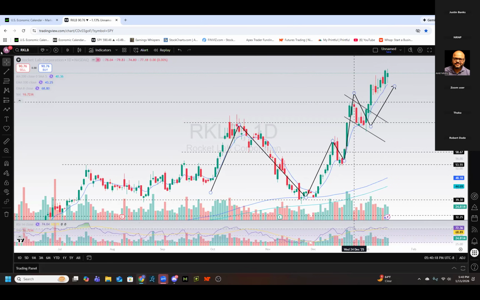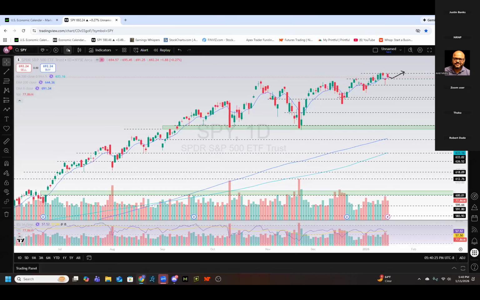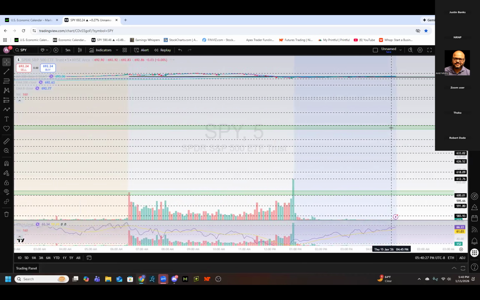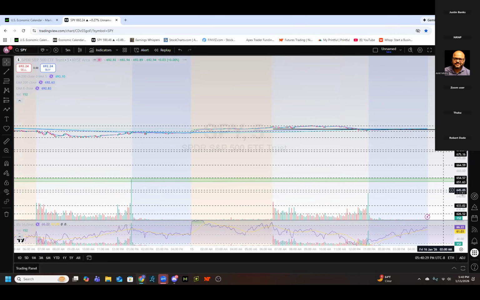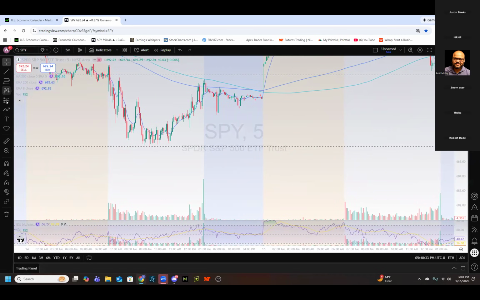And this happens on every time frame. So this is a daily where that happened. This happened yesterday on the 5-minute chart on SPY. We had structure created. We broke out of the structure, we back tested it, and then we moved higher.